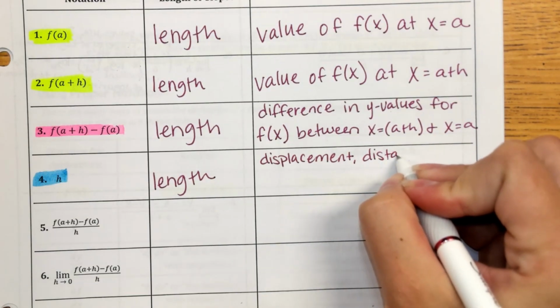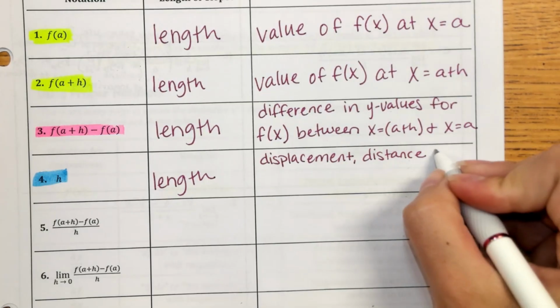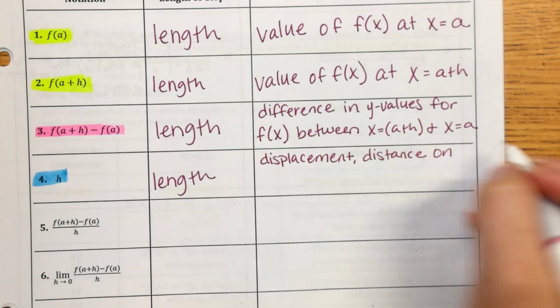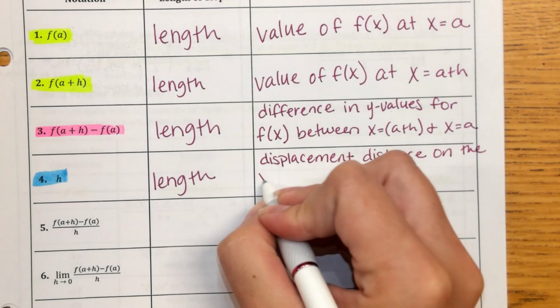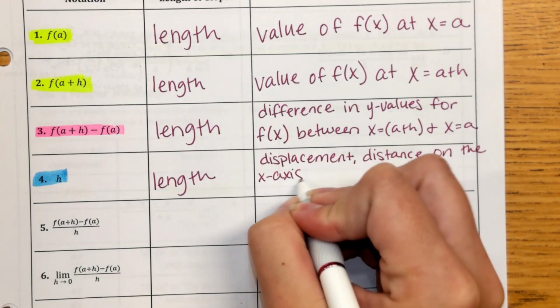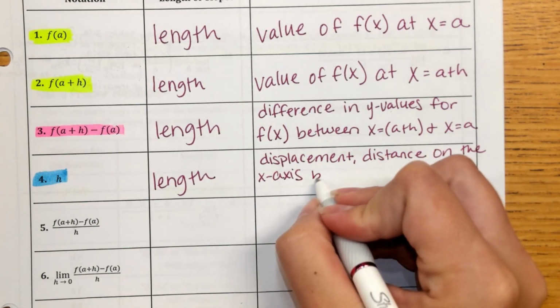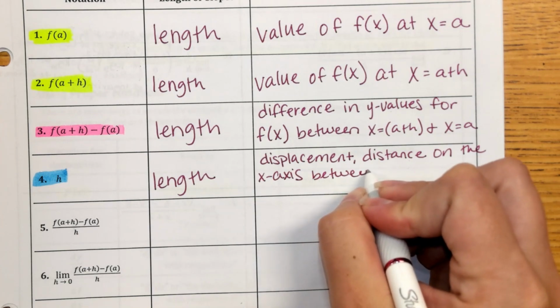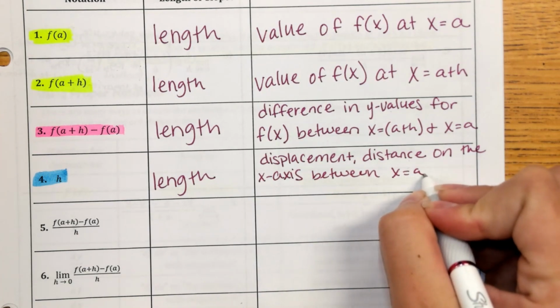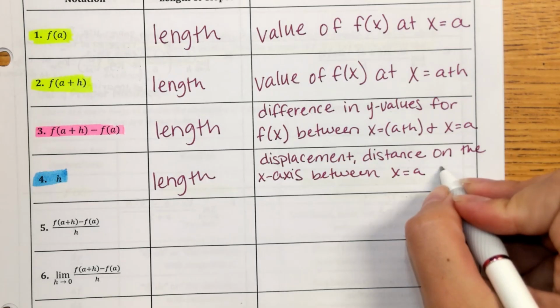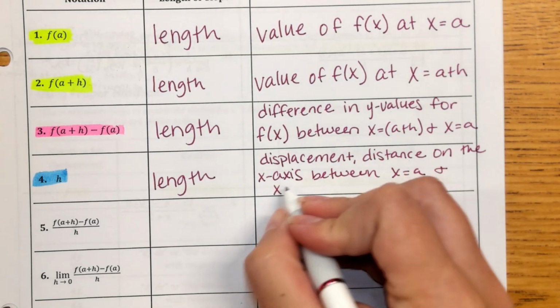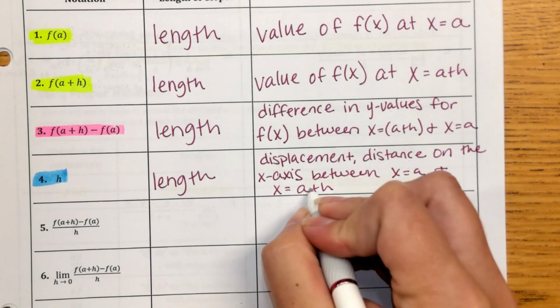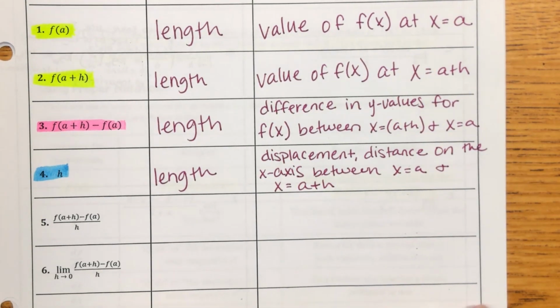Or our distance on the x-axis between our values, x is equal to a, and x is equal to a plus h. Oh, what colors have I used? Let's do green.